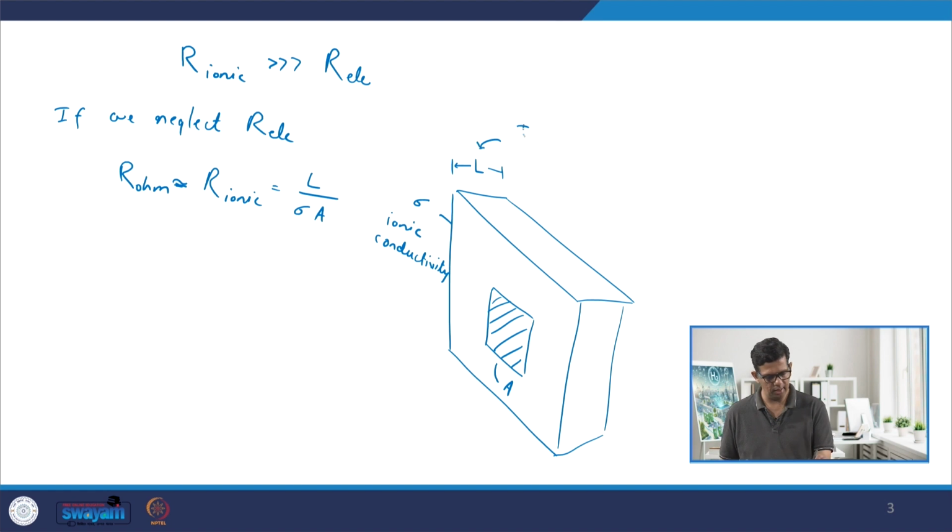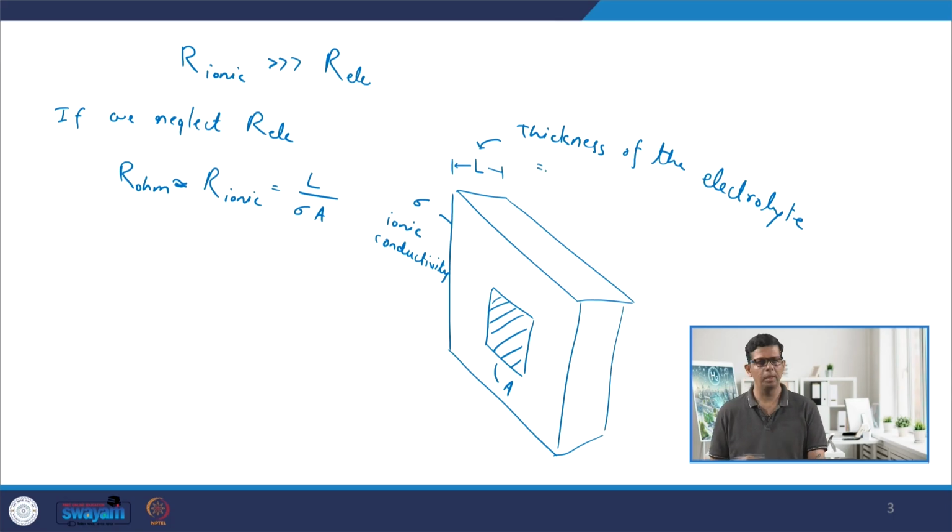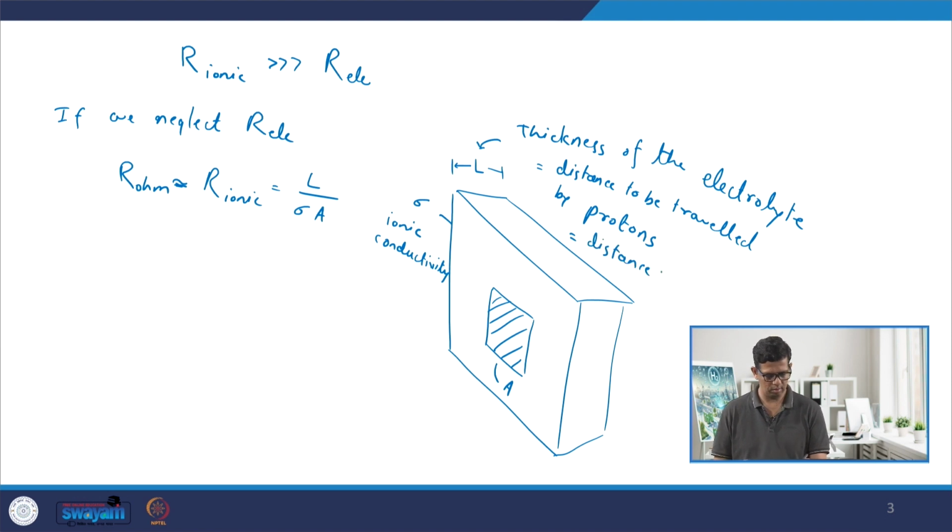This is the thickness of the electrolyte, which can also be assumed to be the distance travelled by protons, or it can also be said that it is the distance between the electrodes, the anode and cathode.